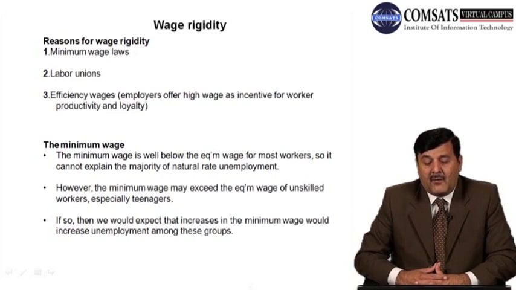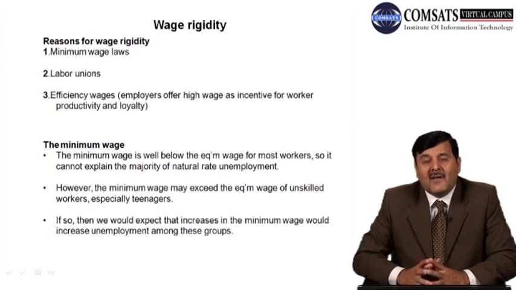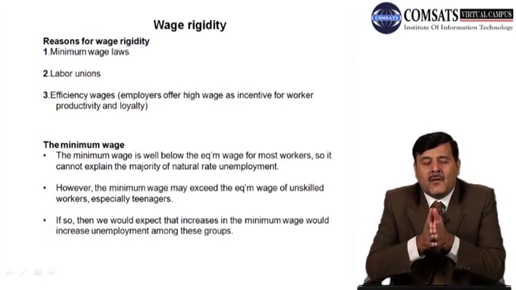The minimum wage is well below the equilibrium wage for most workers, so it cannot explain the majority of the natural rate of unemployment. However, the minimum wage may exceed the equilibrium wage rate of unskilled workers, especially teenagers. So if so, then we would expect that an increase in minimum wage would increase unemployment among these groups, right? So there are minimum wage laws, there are unions, the wage is fixed by the government of different countries.